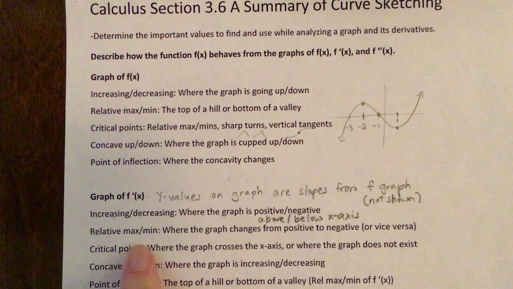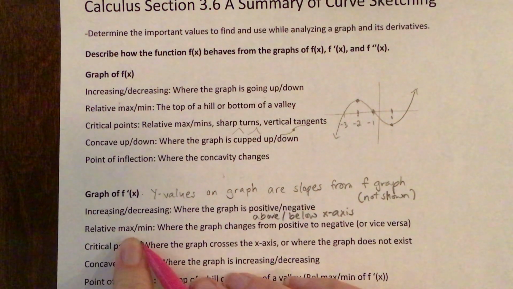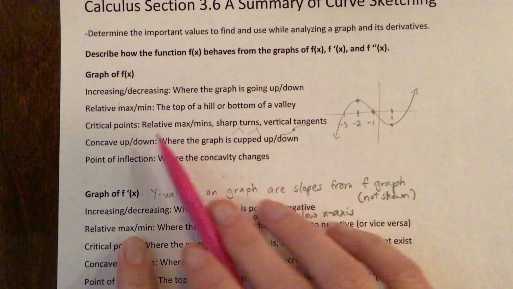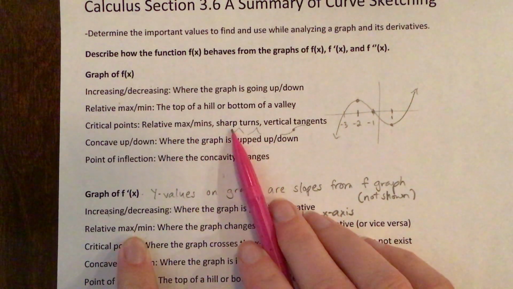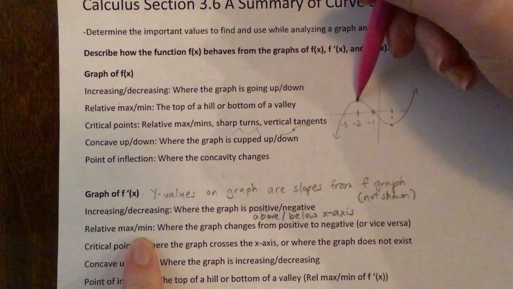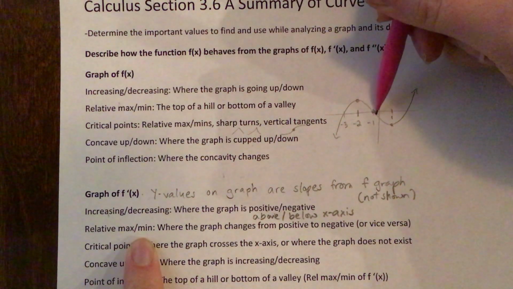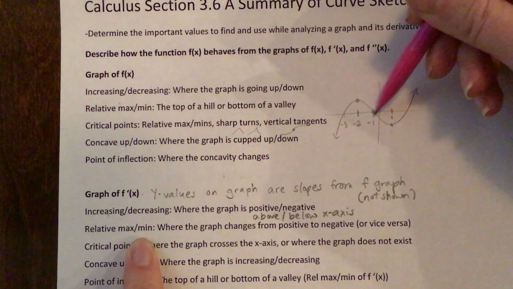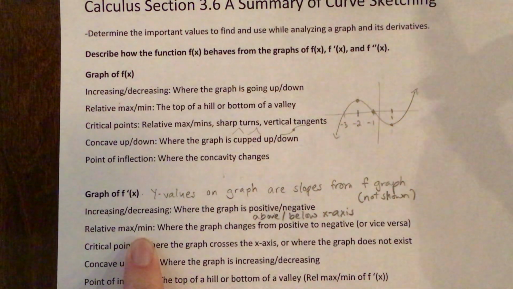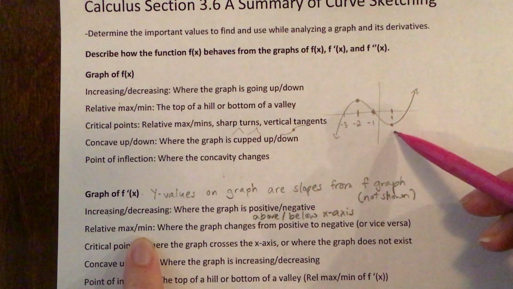Next, relative maxes and mins happen at critical numbers. Critical numbers happen at the top of a hill or the bottom of a valley, right? At relative maxes and mins, top of a hill, bottom of a valley. Well, at the top of a hill, we know that our graph switches from increasing to decreasing. At the bottom of a valley, our graph of f switches from decreasing to increasing. So our slopes are changing signs, either from positive to negative or negative to positive.